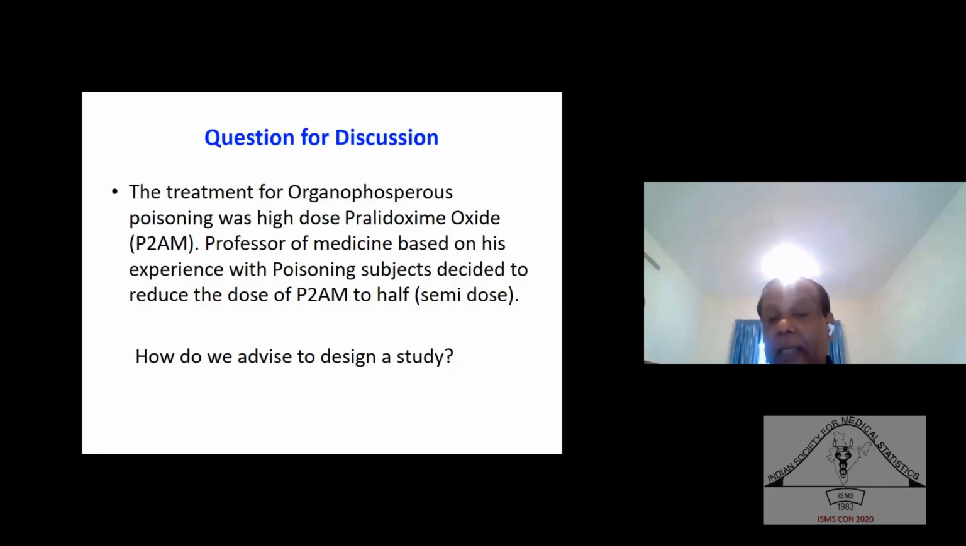Similarly, this study, let us pretend that I have no idea about non-inferiority trial. At least I wanted to see the mortality should be as high as the high dose polydioxime oxide. So therefore, it's a good example of how to plan an equivalence study or a non-inferiority study.